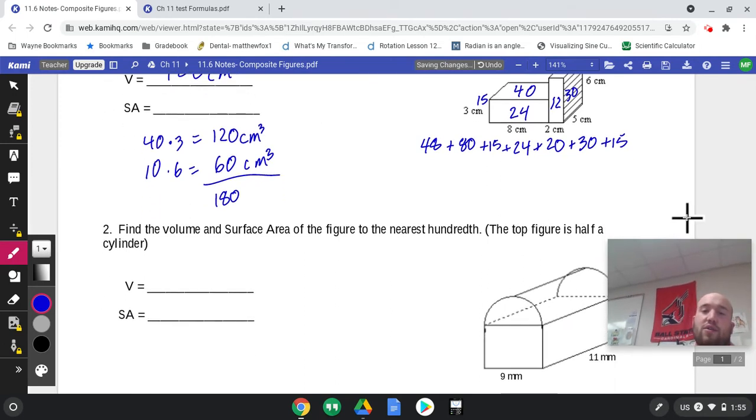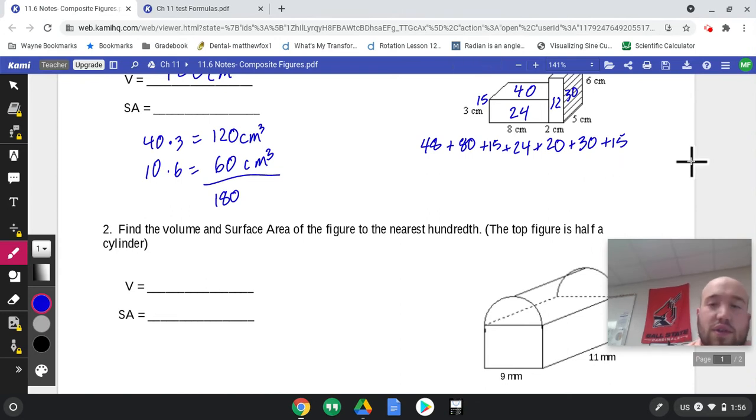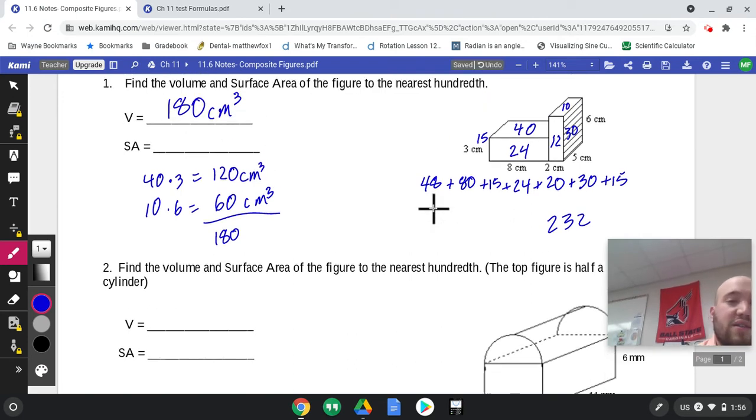Okay, so now we're going to add all these up. It starts to get a little messy. But if we add 48 plus 80, 128, plus 15 gives us 143, plus a 24. So that's 167, then 187, then 217, and finally 232 if we add them all up. So that was a lot more advanced than finding your surface area normally. Just figure out each part and kind of piece it together.